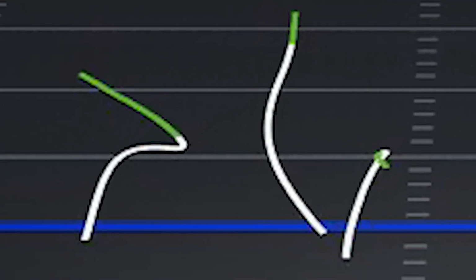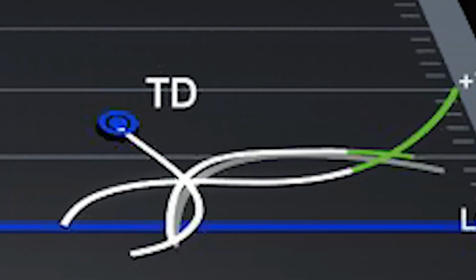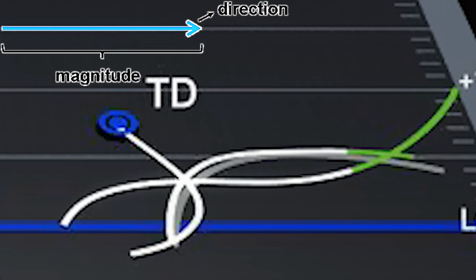Now, every route on this chart can be represented as a vector. Think of a vector as an arrow. It has a direction and a magnitude. So for this example, the crossing route can be described as a path that starts at the line of scrimmage and bends across the field.